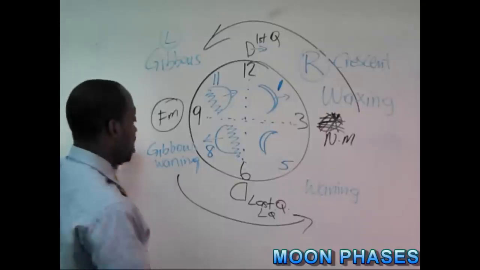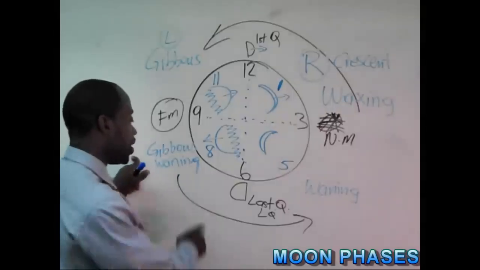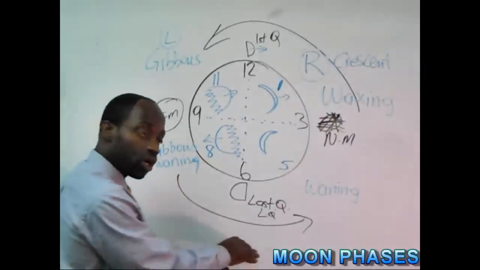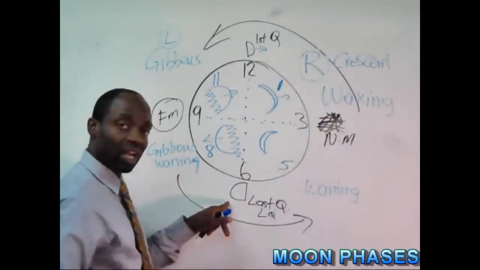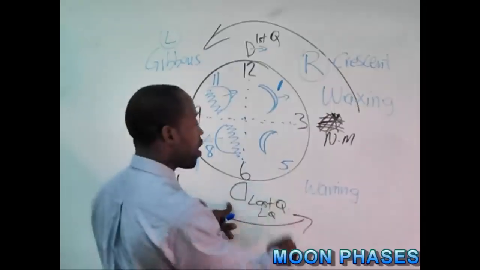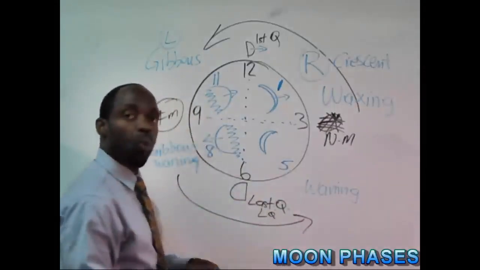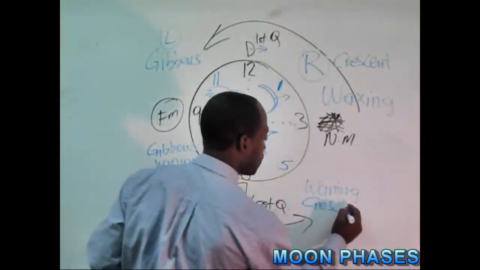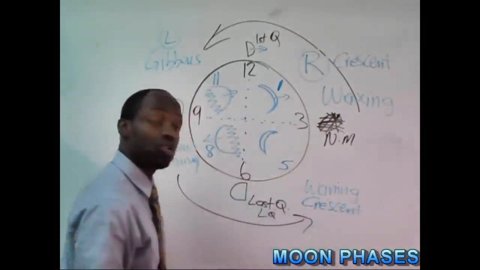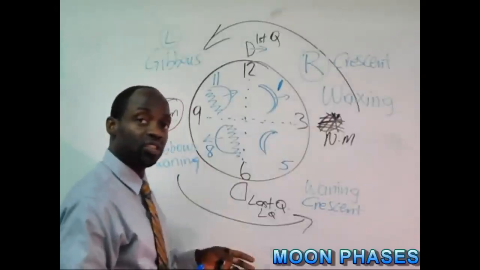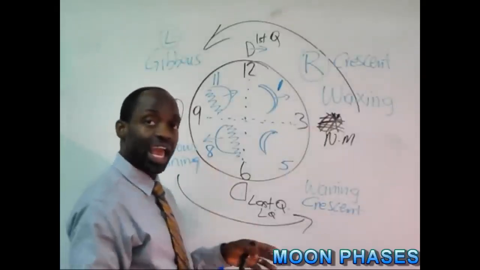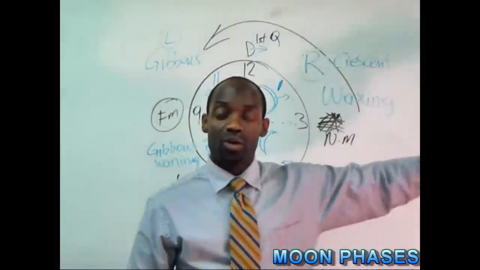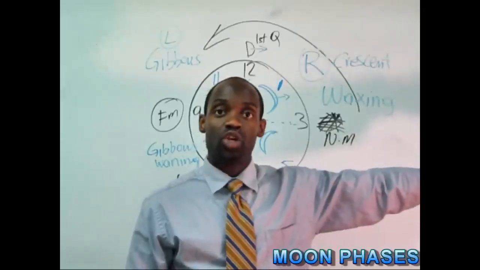And at 9 o'clock, we have what? A full moon. And then at 8 o'clock, we have a gibbous, but it's a what? Waning gibbous, because waning means to get darker. And then at 6 o'clock, we have our last quarter. 5 o'clock, we have our what? Waning crescent. All right, so do you think you can remember the actual phases of the moon without looking at a graphical organizer? Here we go.